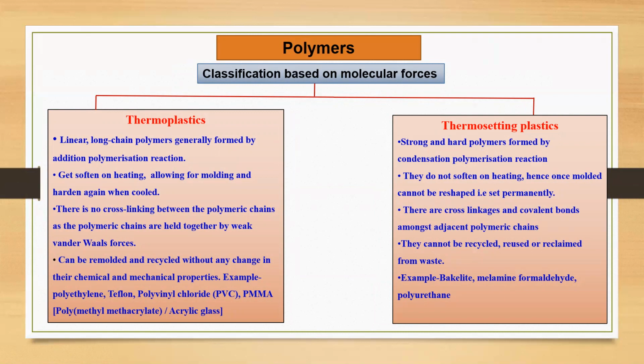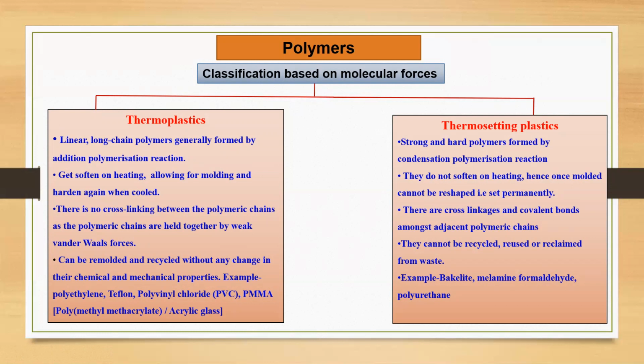Thermoplastics are linear, long chain polymers. They are generally formed by addition polymerization reaction. Addition polymerization I had already discussed in the previous lecture when we discussed the classification based on polymerization mechanism. In that, we discussed that they are linear long chain polymers. Since they are linear, one chain cannot interact very well with the other chain via strong bonds, so they get softened on heating. That is, one layer can move over another layer very easily. That is, they can creep. So this allows for molding.